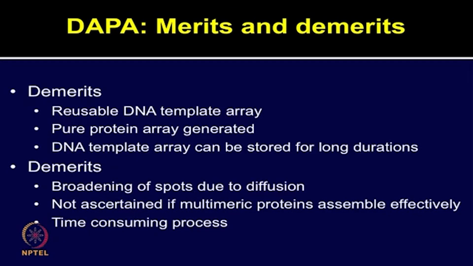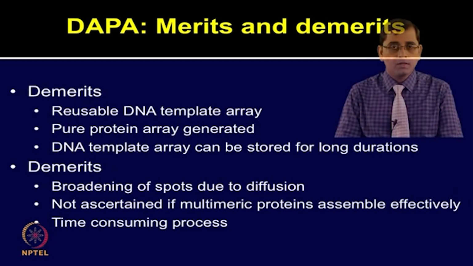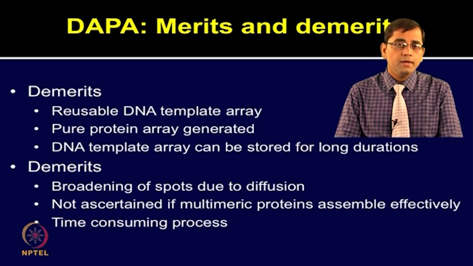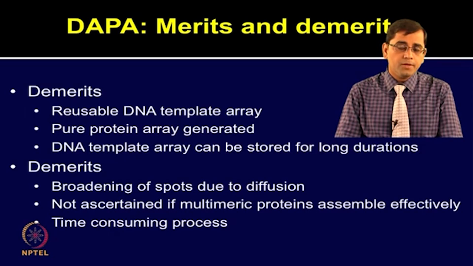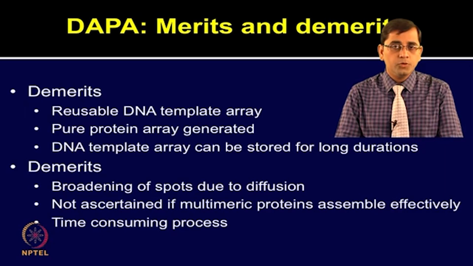DAPA method provides few advantages as compared to the previously described methods. One could get pure protein because the protein is diffused from the membrane. The reusable DNA template is able to print multiple chips by using this chemistry, and the source template, which is DNA, that array can be stored at room temperature for long duration. When there is a need for making the protein array, one can use the membranes with the lysate and then followed by generation of multiple protein arrays.